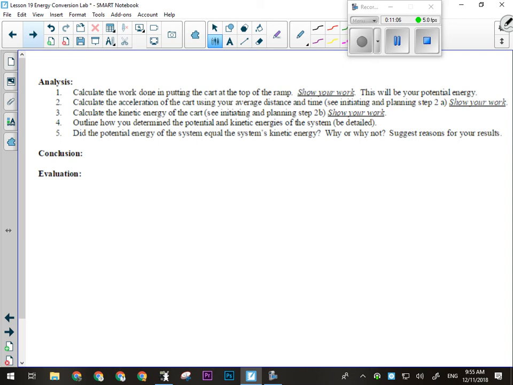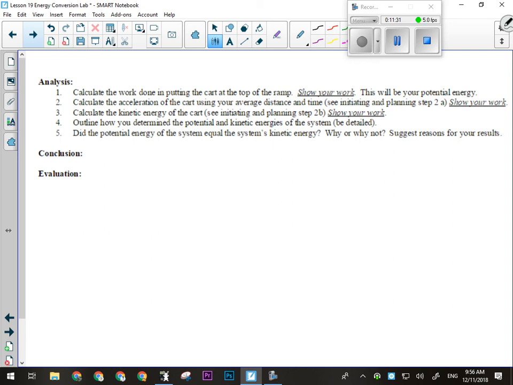I expect that the answers for 4 and 5 are going to be fairly in-depth, which is why it says be detailed here for number 4. There's several questions actually in number 5, so make sure that you're doing a lot of explaining for both of those answers. Yes or no, or potential or sound or something like that is not going to be a sufficient answer.